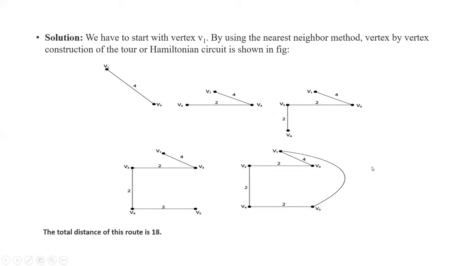So the total distance is just the addition of all these weights. That is 4 plus 2 plus 2 plus 2, which is 10, and 10 plus this one, which is 8. So the total distance of this route is 18. So this is the nearest neighbor method to find the Hamiltonian circuit.